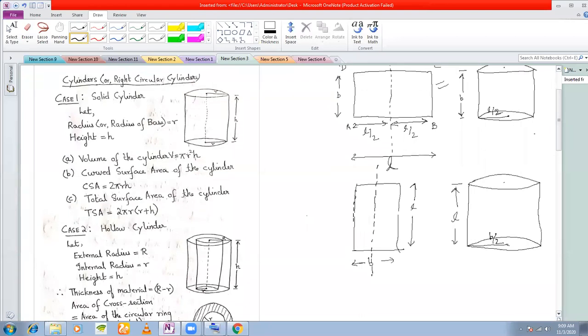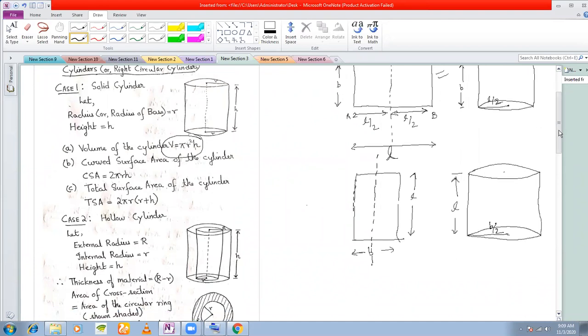And in class 8, you already have done that the volume of a cylinder is pi r square h. The volume, the surface area, the curved surface area are all defined by the radius and the height of the cylinder. If you know the radius and if you know the height, you can calculate everything. So volume is pi r square h.